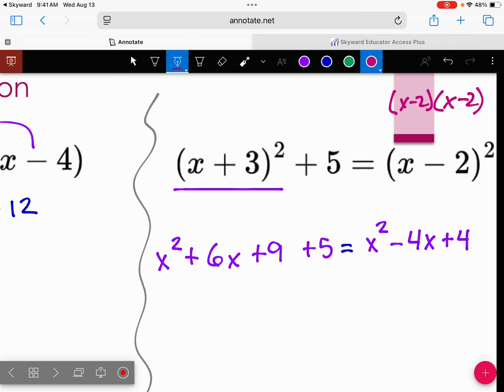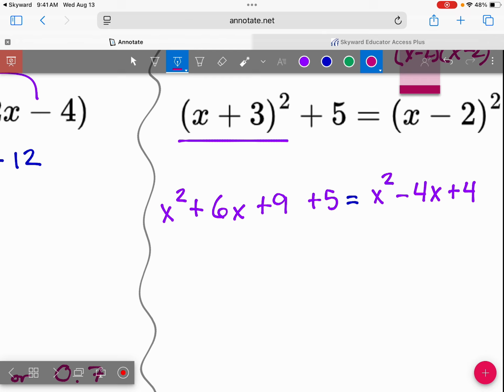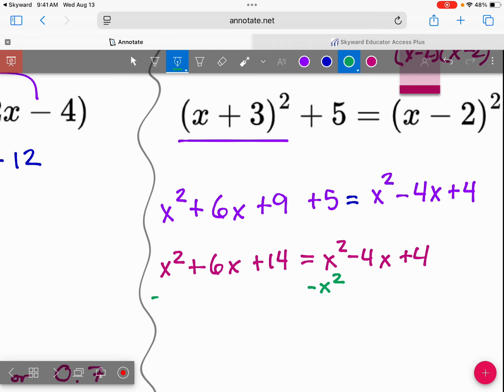What do we do next here? Yeah, we can combine together our 9 and 5. So we've got our x squared plus 6x plus 14 equals x squared minus 4x plus 4. Again, you do not have to take as many steps as this. Because what else can we do? Subtract x squared from both sides to get those together. What happens when I subtract x squared from both sides? They cancel out. Yay! They go away.